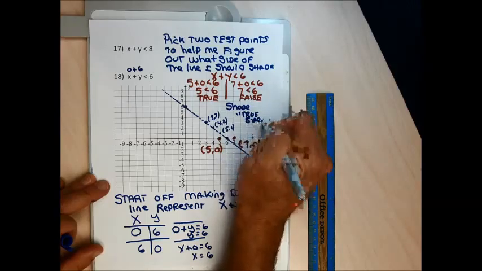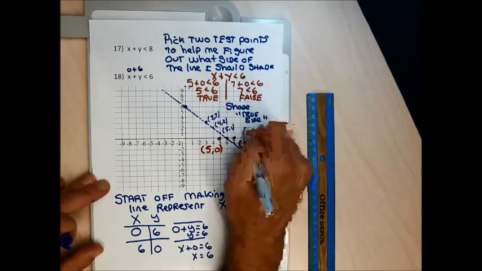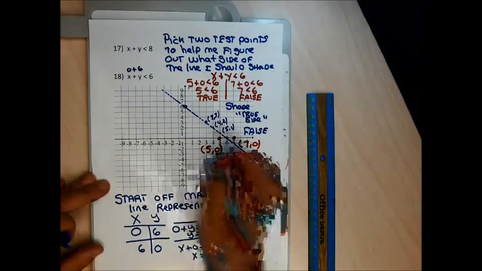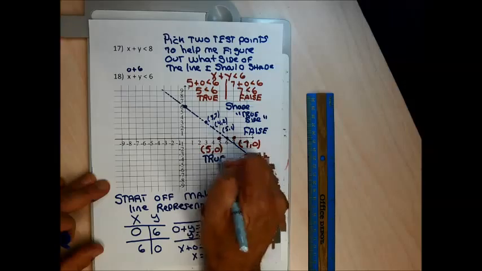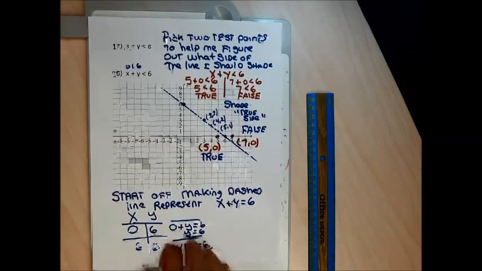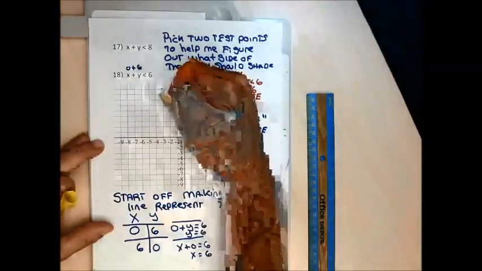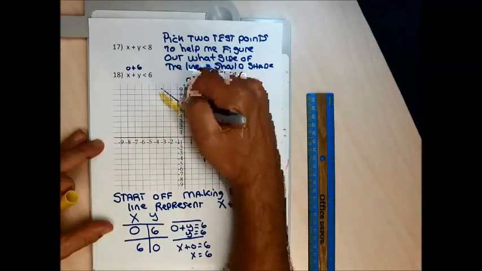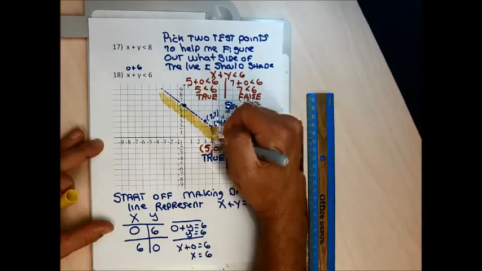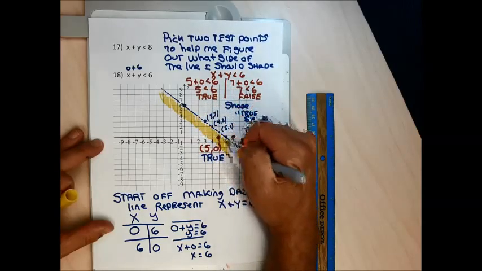And 7, 0 when I plugged it in gave me a false answer, so that's the false side. 5, 0 when I plugged it in gave me a true, so that's the true side. When I go to shade this one, I'm going to shade right up to that line, but not crossing that line, and I'm going to shade every point on the same side as that 5, 0.